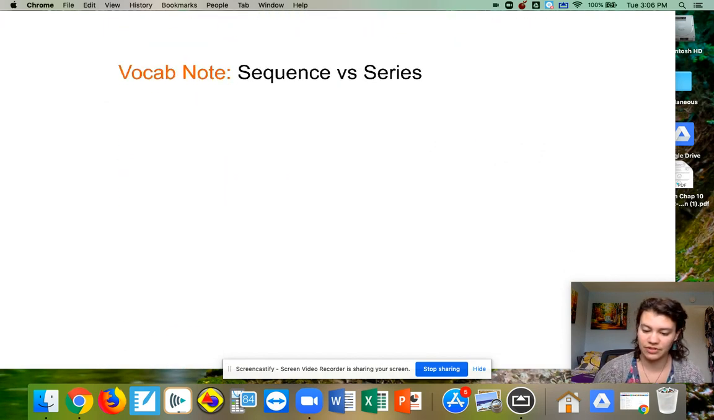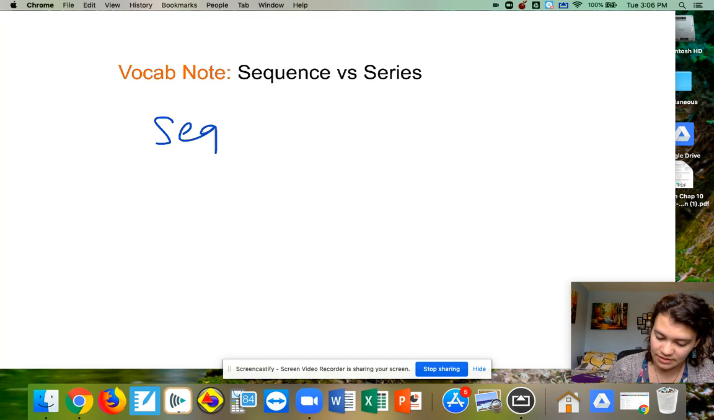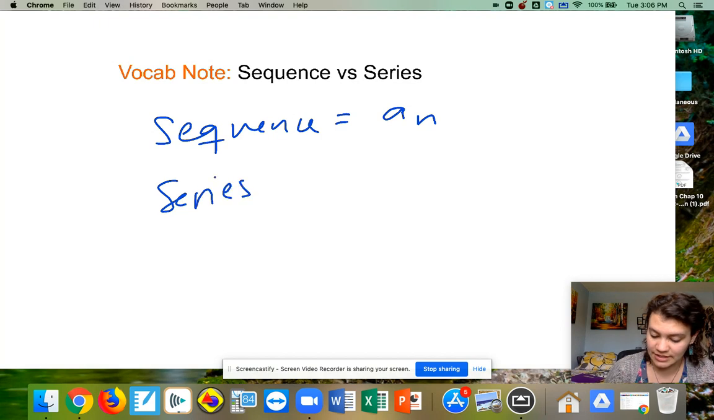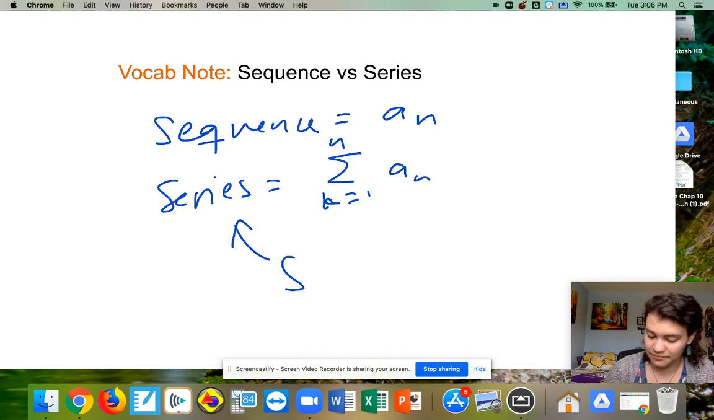So a note of different notation and vocabulary. A sequence is your list of numbers. That's your a sub n. A series is a sum of a sequence, so that's with your sigma notation, like this. So a series is the sum of a sequence.